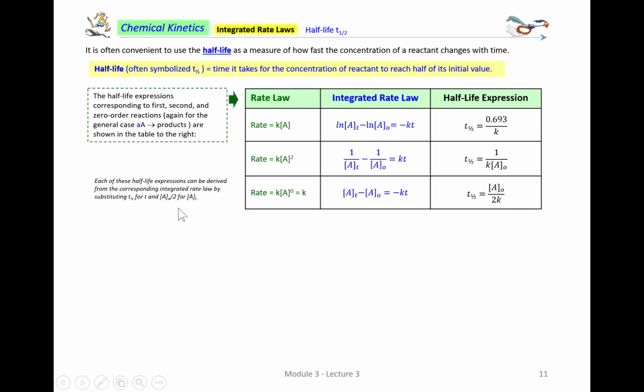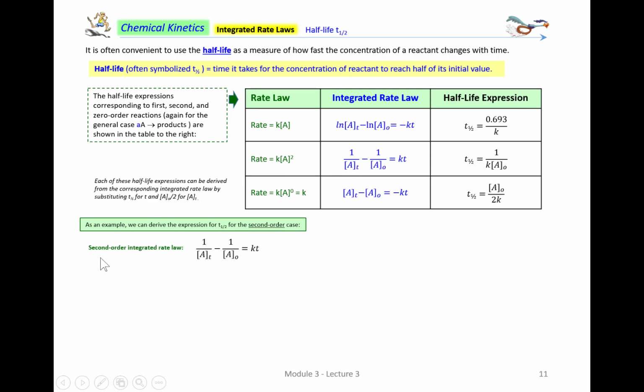Now each of these half-life expressions, as I mentioned, can be derived from the corresponding integrated rate laws by just substituting T1/2 for t and the concentration of A0 divided by 2 for At. That probably makes no sense, so let's show you an example. Let's derive the expression for the half-life of a second-order process.